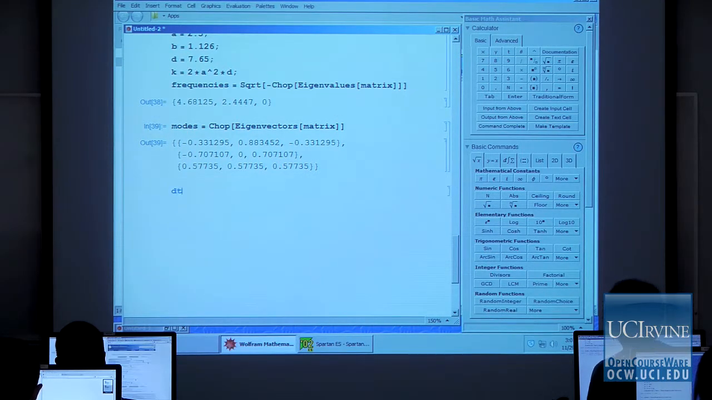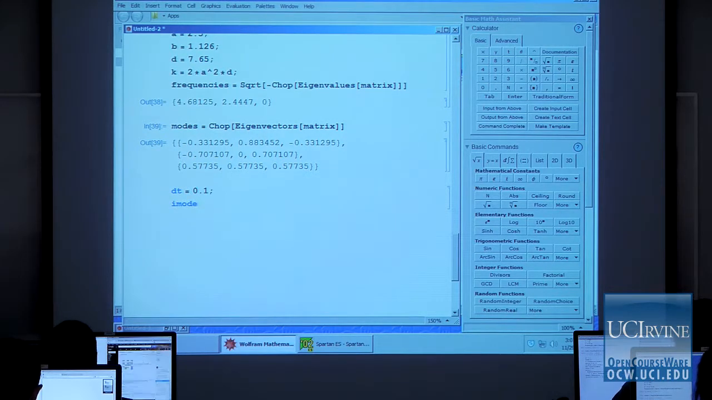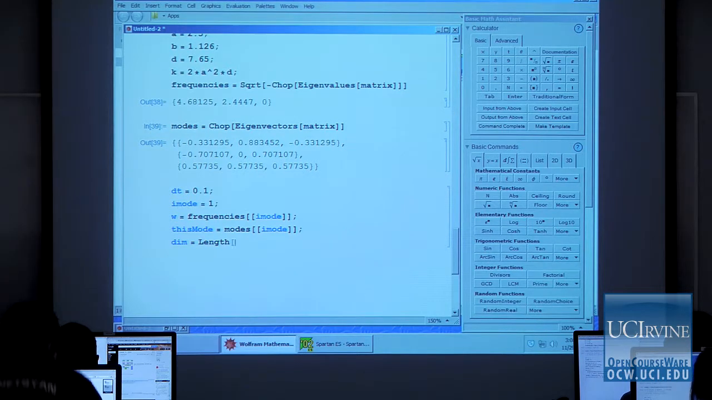And I'm going to use a little time step, which I'm going to call dt. And I'll set it equal to 0.1. And then I'm going to use this variable here, I mode, to indicate the number of the mode that I'm animating. So this first one will be the first mode. And then I'm going to say W is going to be a frequency. So that's going to be frequencies of I mode. So that's just going to pick out from the list the frequency corresponding to I mode. I'm going to use a variable called this mode to equal the eigenvector, so modes of I mode. And then I'm going to use the variable dim to tell me how many elements there are in the eigenvector. So that's length of this mode.